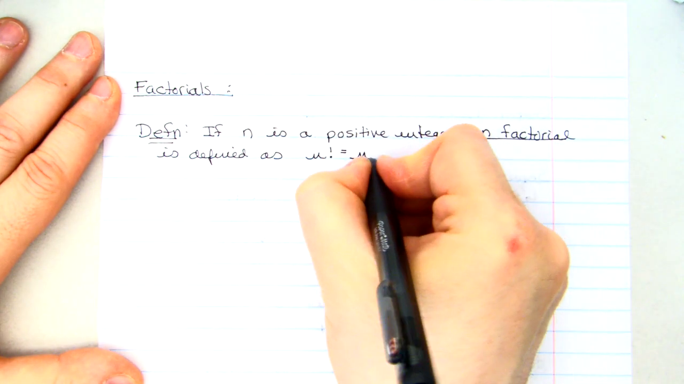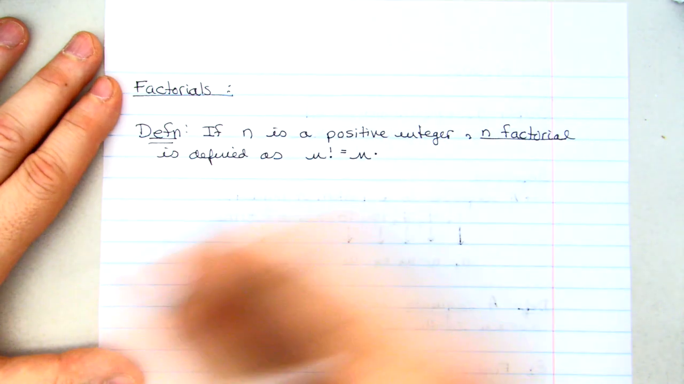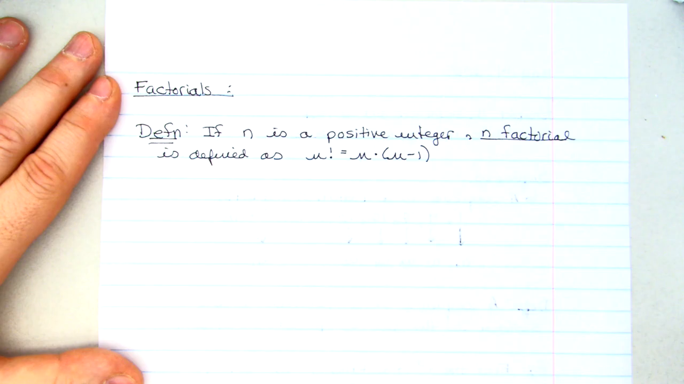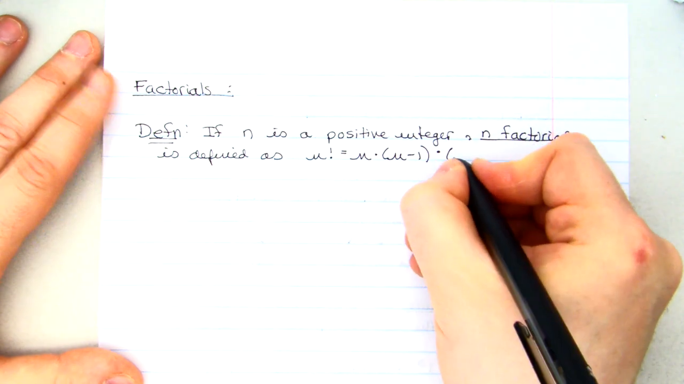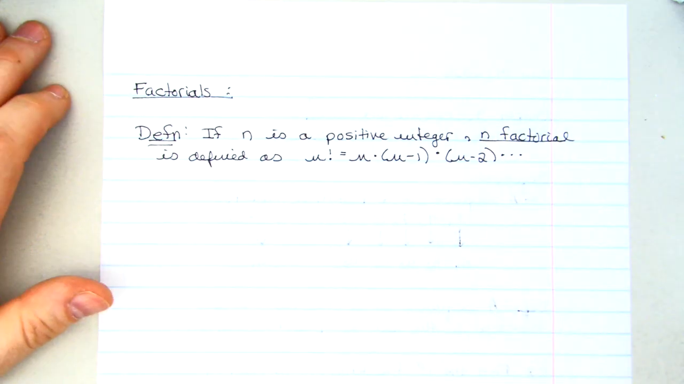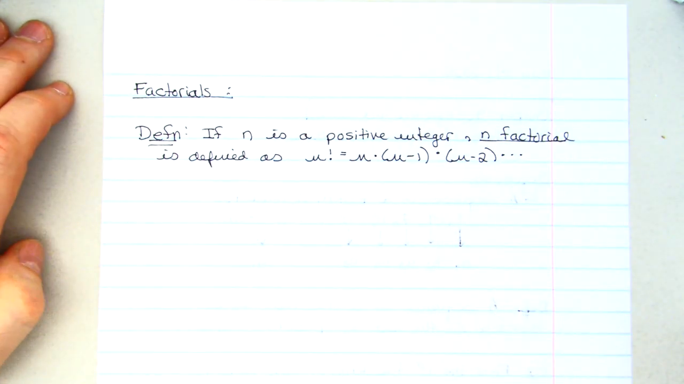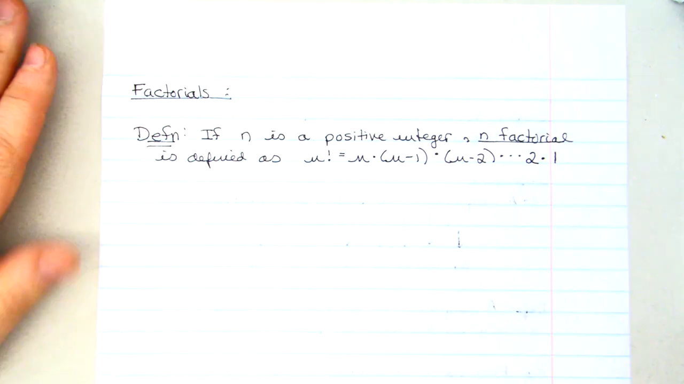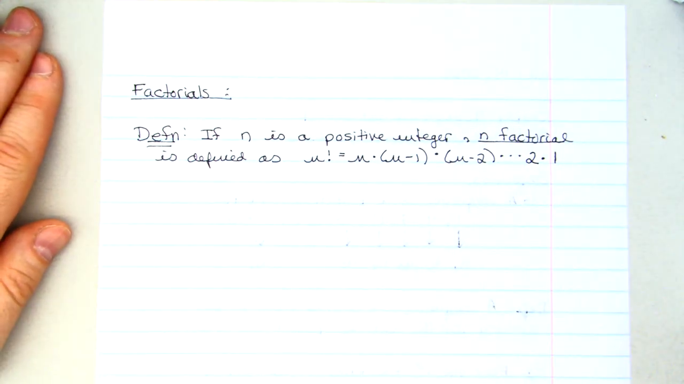This means we're going to take n. We're going to multiply by one integer less, n minus 1. We're going to multiply by n minus 2. And you're just going to keep going down. And at some point, probably, you'll multiply by 2, and you'll multiply by 1.